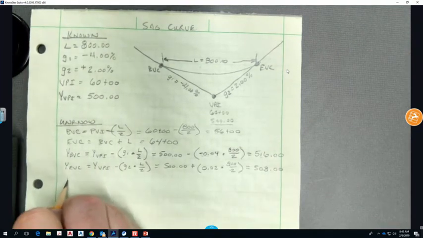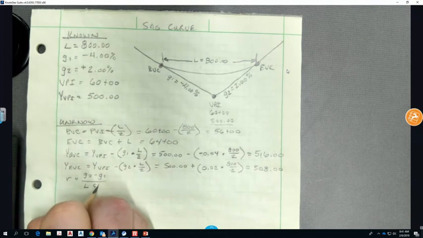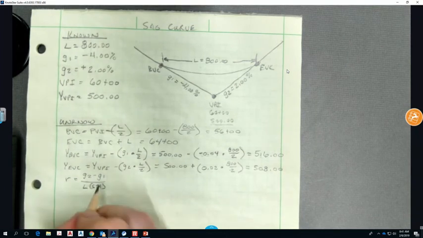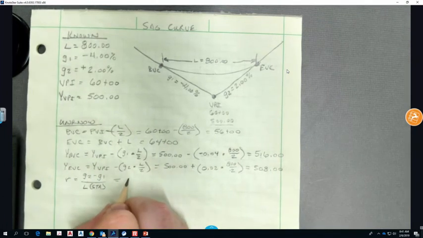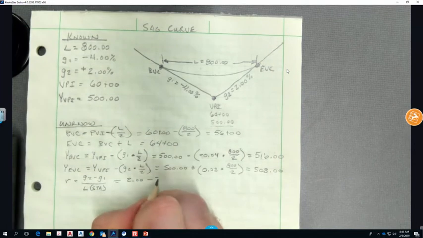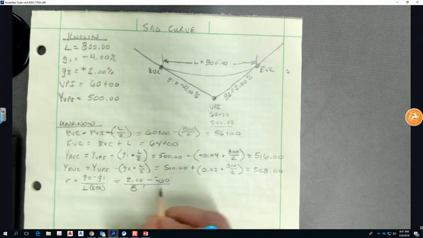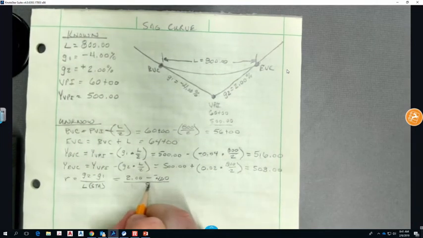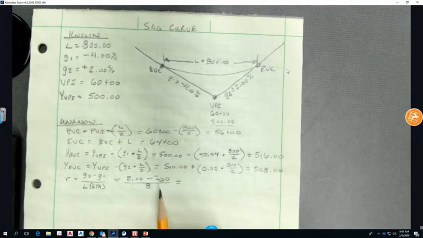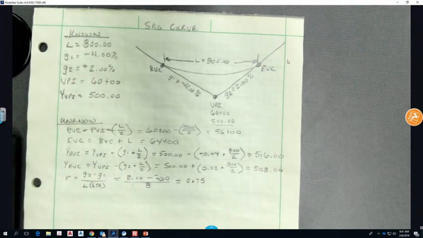All right, so let's figure out R. R equals G2 minus G1 over L in stations. So we have G2 is 2.00 minus a negative 4.00, over L, and that's in stations, so it's 8. We're subtracting a negative, so it's actually going to be adding it. So it's 6 divided by 8. I got 0.75. Anybody else get that? Yeah, for R? Okay.